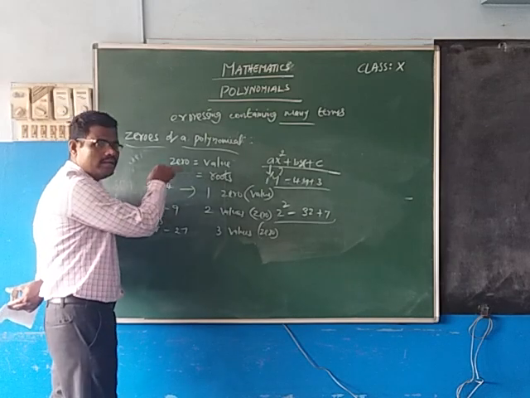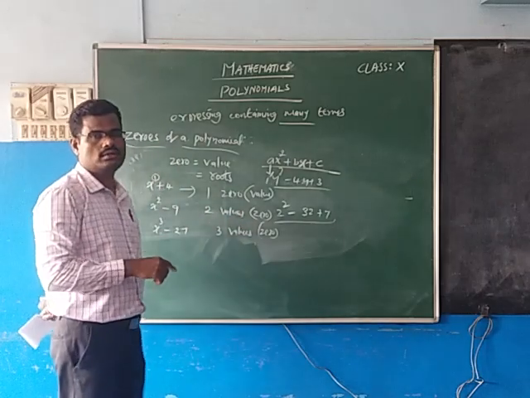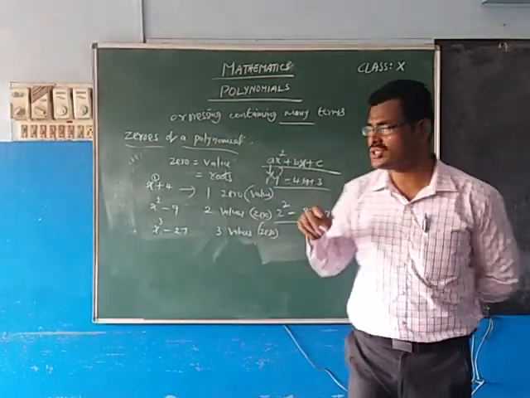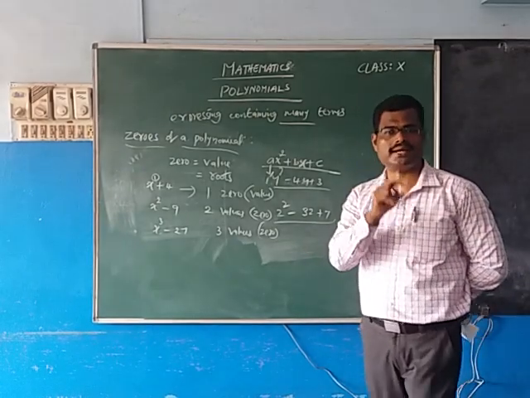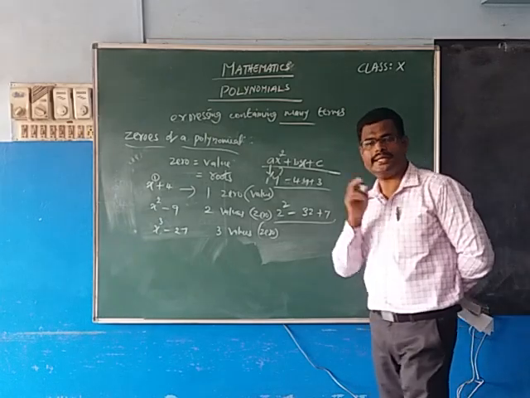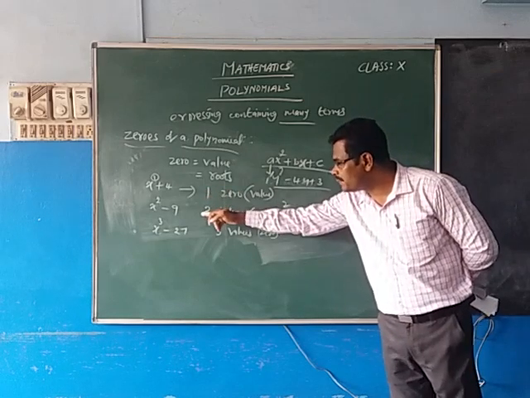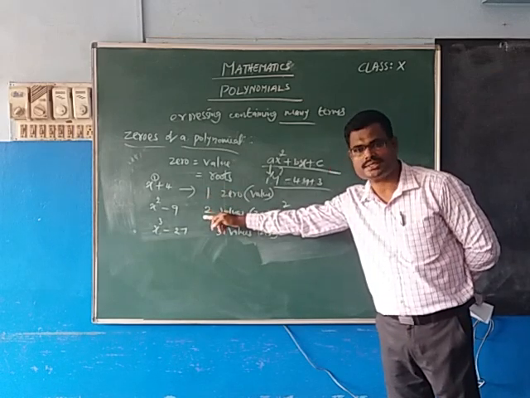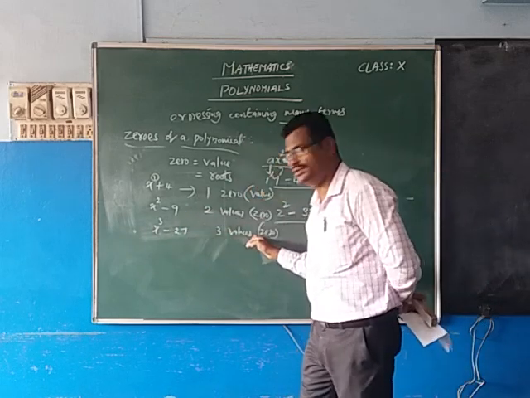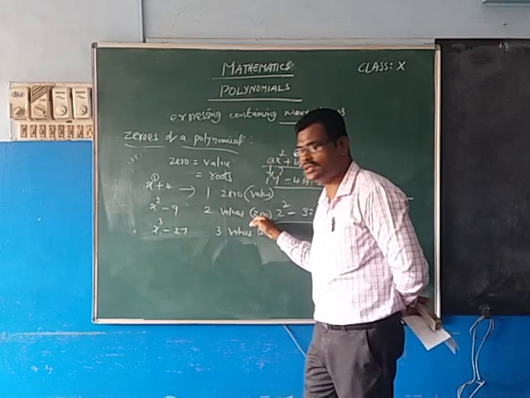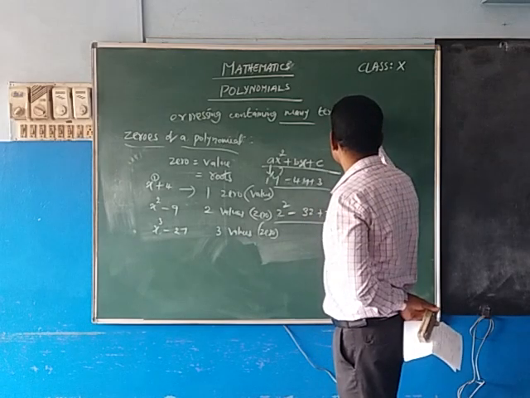So, power of x is 1, 1 zero. Power of x is 2, 2 zeros. Power of x is 3, 3 zeros. So, what are the zeros of a linear polynomial? In a linear polynomial the power is 1, so a linear polynomial has 1 zero, nothing but one solution. A quadratic polynomial has 2 solutions. A cubic polynomial has 3 solutions. Means here x has 3 values, here x has 2 values, here x has 1 value. Got it? So what is the meaning of x square minus 9?